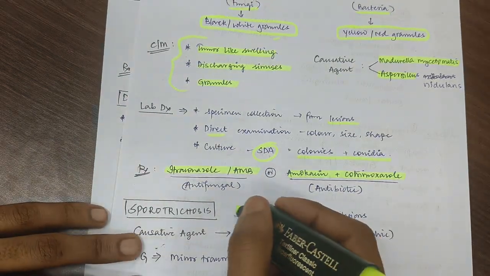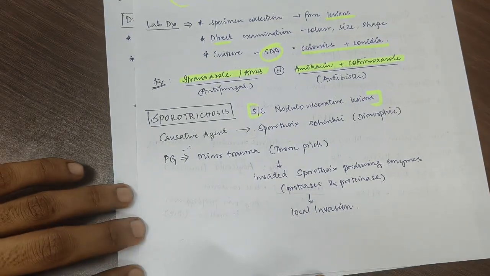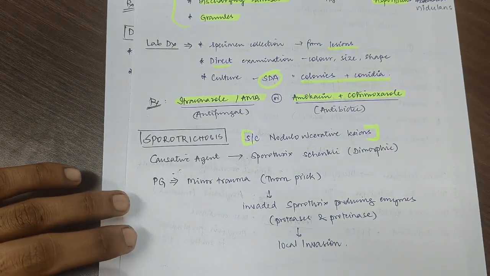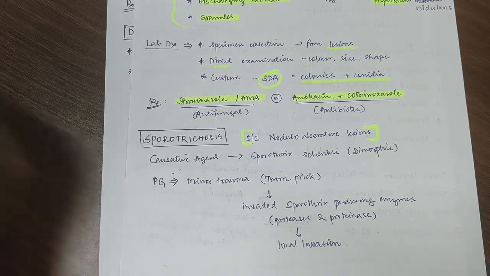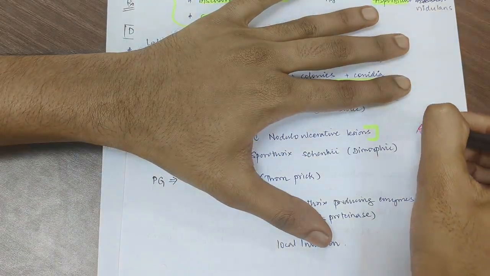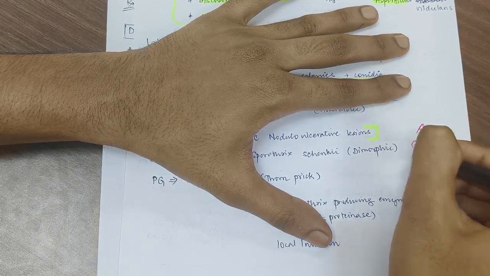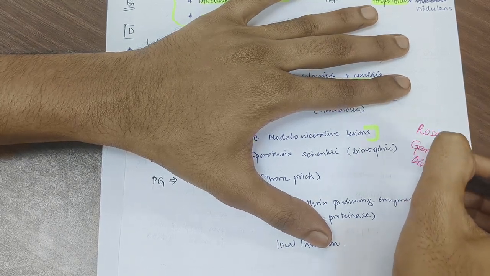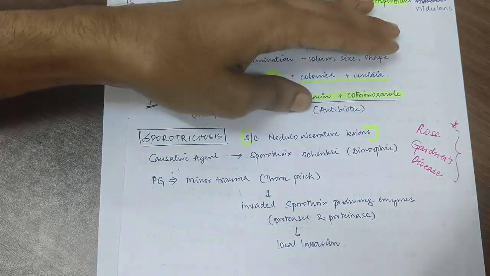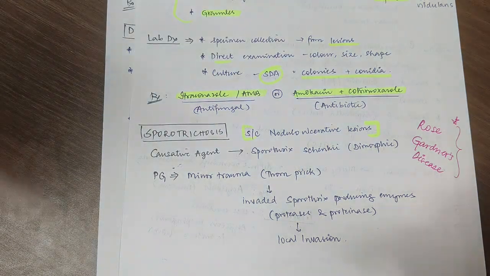Sporotrichosis. It is a subcutaneous nodulo-ulcerative lesion. It is also called Rose Gardener's disease. I have not written it here, please write it. It is called Rose Gardener's disease because it is very common in people who are doing gardening. If they give any history of gardening in your question, it indicates it is sporotrichosis for sure.